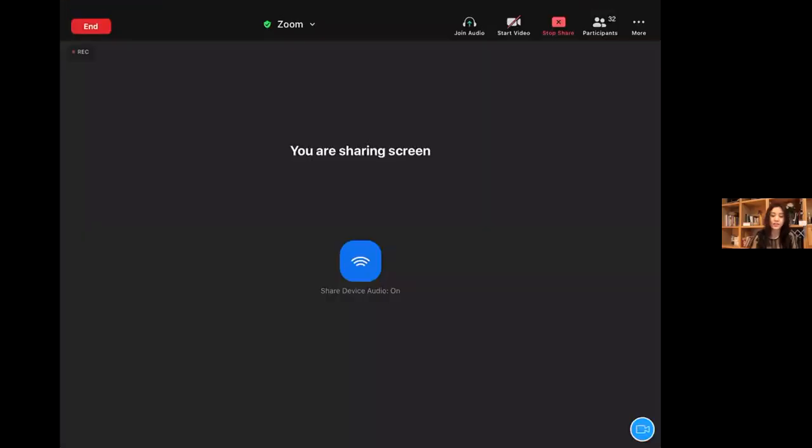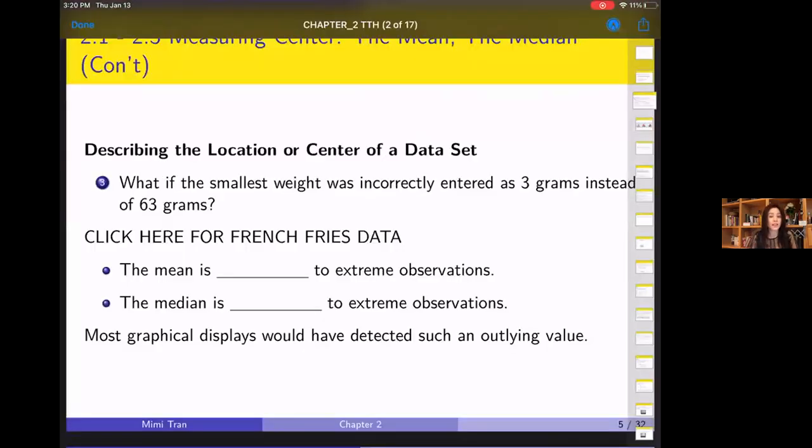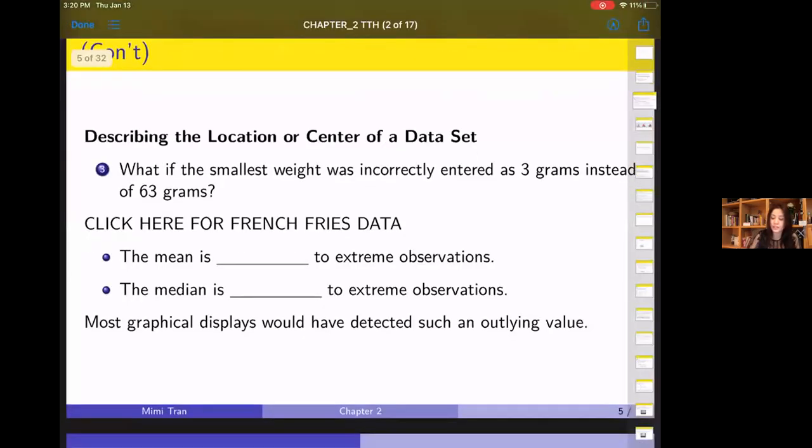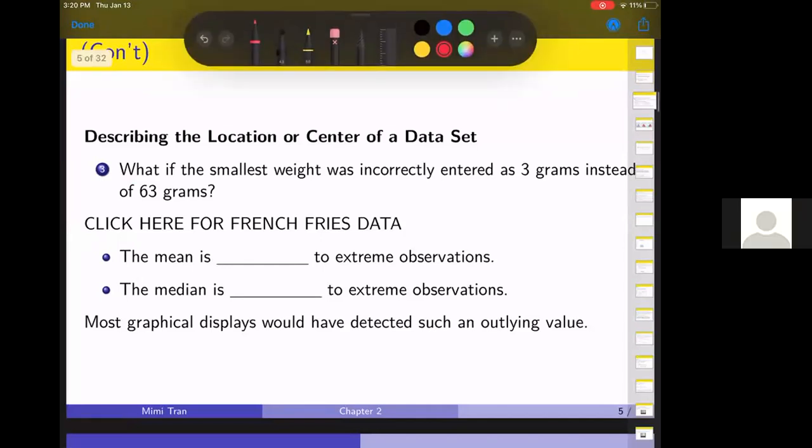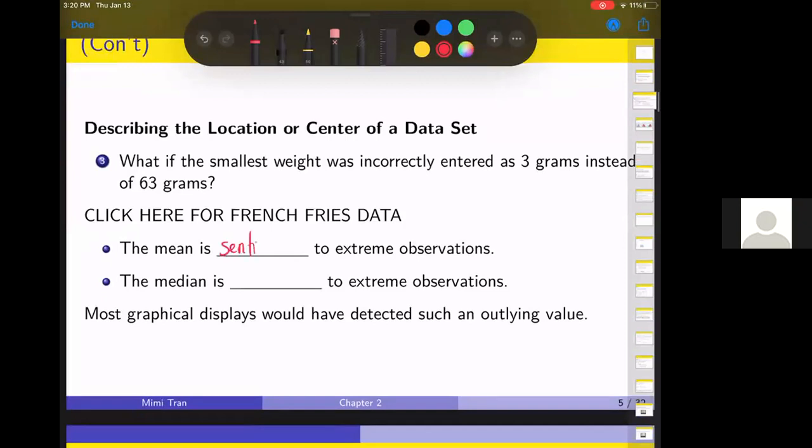So what does it tell you? The mean is non-resistant. Good, very good. I like your language. So for outlier, if you have an outlier in the data set, the mean is sensitive to the outlier, right? It's sensitive to the extreme observation. But the median is not sensitive to the extreme observation at all.